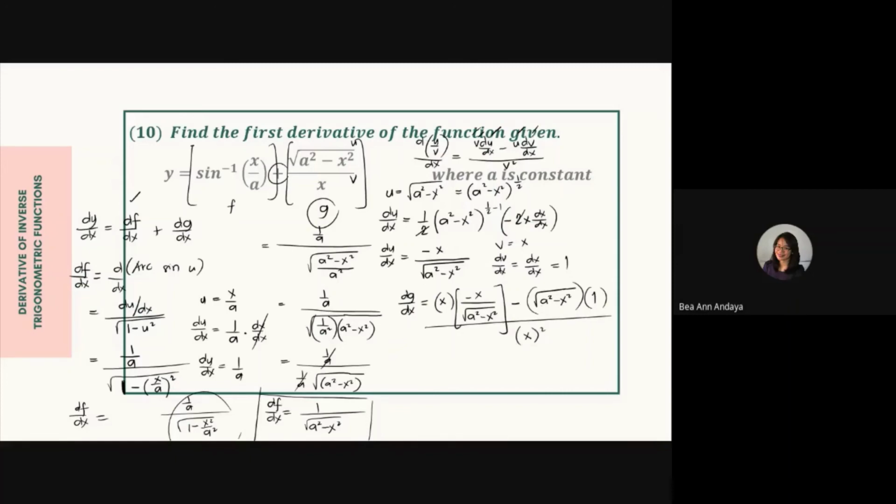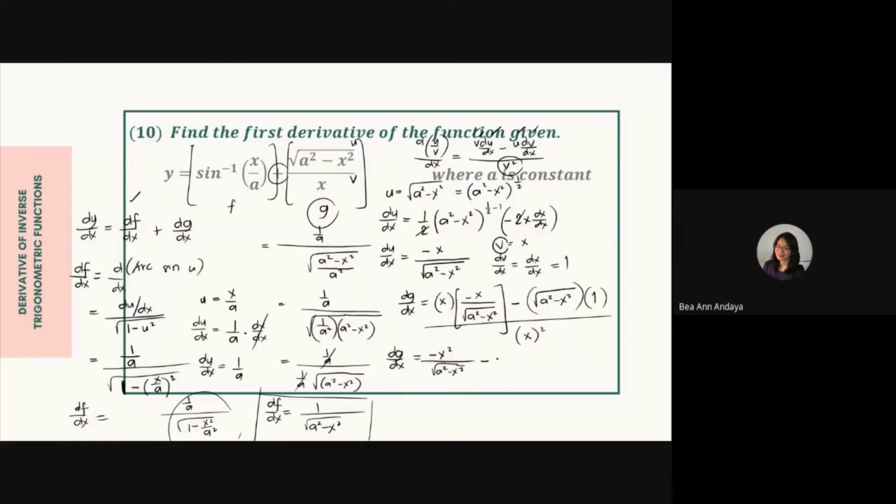Or kung titingnan ninyo ito, v squared, so ibig sabihin, kunin natin yung v and then you just square it as this one. So para mas madaling gamitin ito, it will be nice, or it would be helpful if we are going to simplify this first. That the dg all over dx is equivalent to, this is negative x squared divided by the square root of a squared minus x squared.